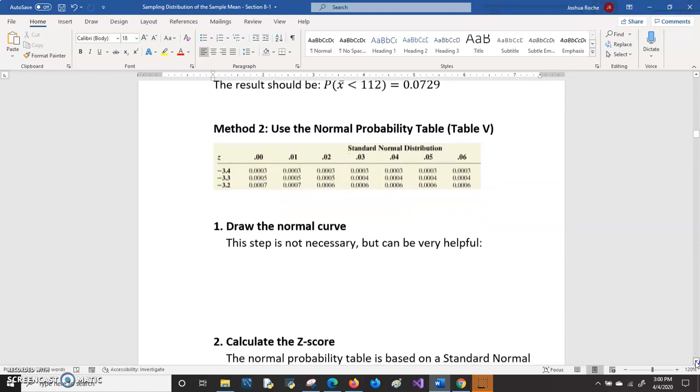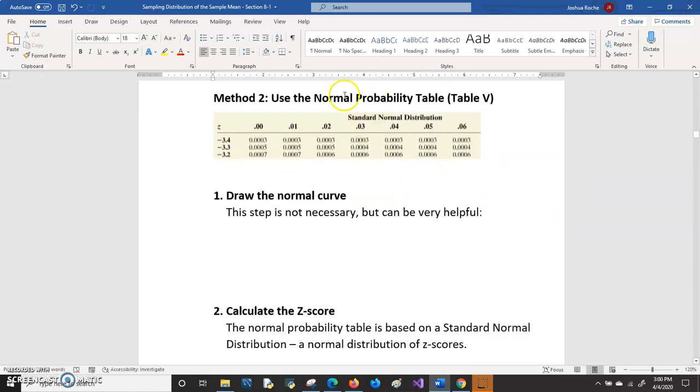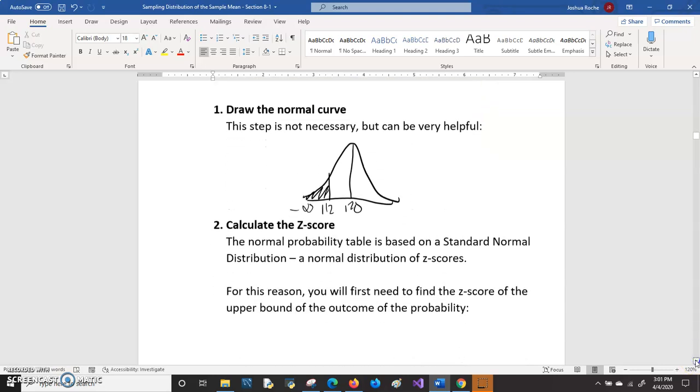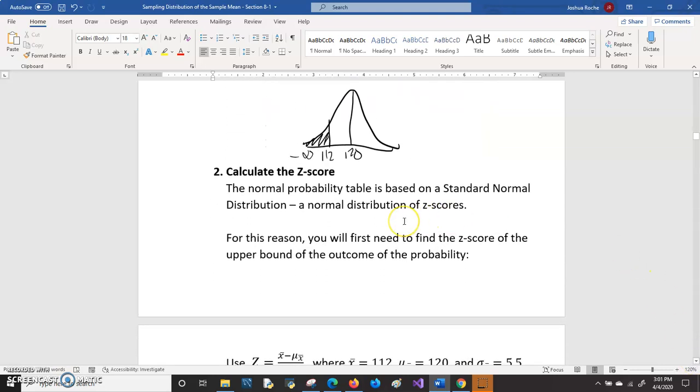The other way to solve this is to use the normal probability table, or Table 5. And again, if you're using Table 5, it still helps to draw out that normal curve. And I'll just quickly redraw this again. We're trying to find the area of that side of the curve. The next thing is calculate the z-scores.